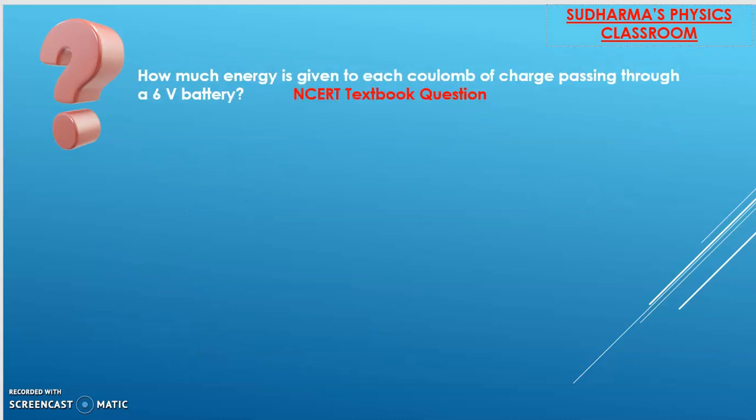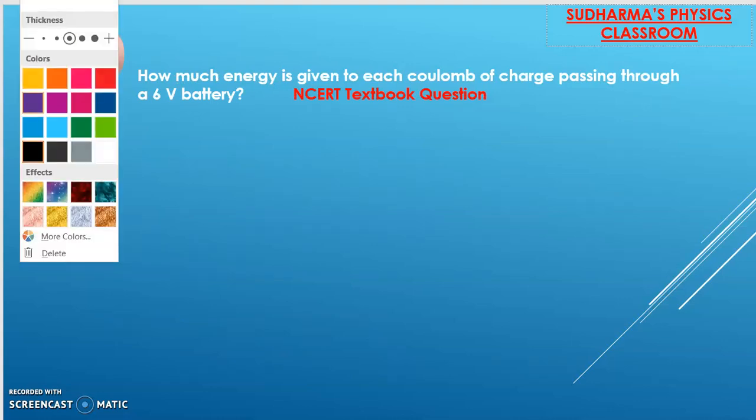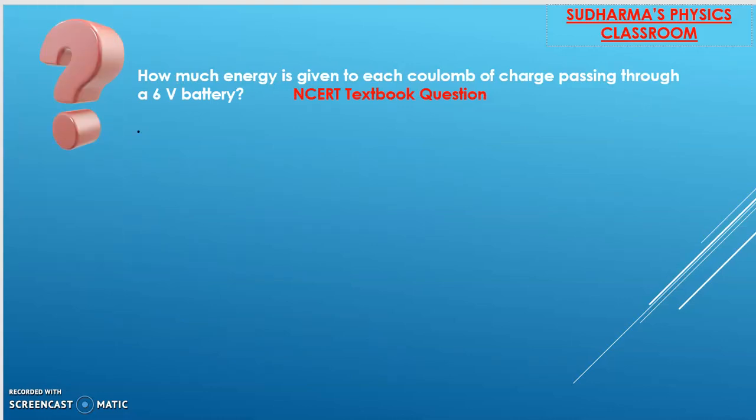Now let's do an NCERT question. This is from our NCERT textbook. How much energy is given to each coulomb of charge passing through a 6 volt battery? You'll be thinking we have not learned any equation related to energy, right? In grade 9 you have seen that work done and energy are related. Energy means the capacity to do work. So the same concept we can apply here. The work done in that case is converted into the form of energy. So we are going to apply that here.